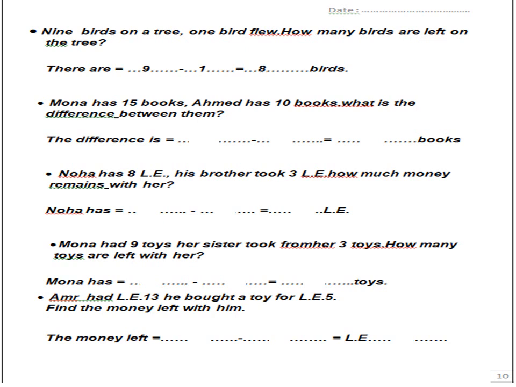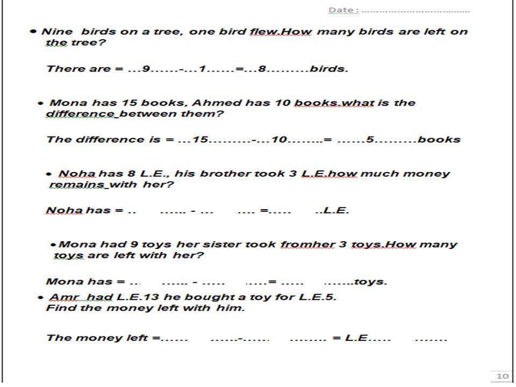Mona has 15 books. Ahmed has 10 books. What is the difference between them? The keyword here is the difference. Mona has 15 books, so the big number is 15 minus 10. We count from 10 until we reach 15. After 10, 11, 12, 13, 14, 15. So 15 minus 10, it will be 5.